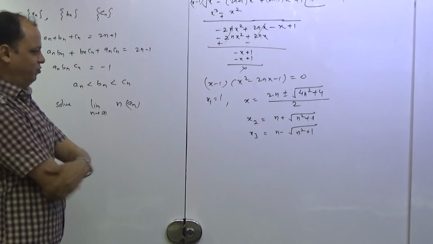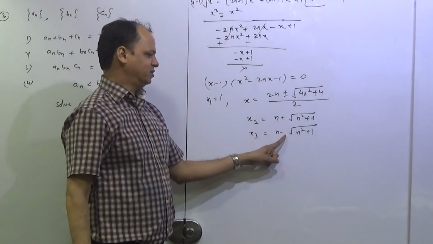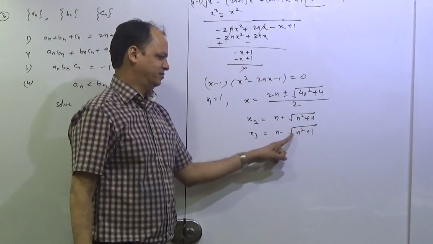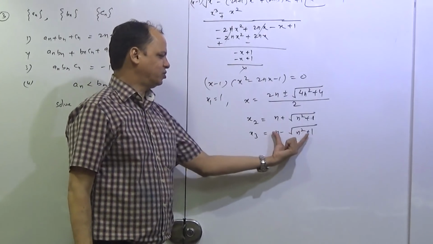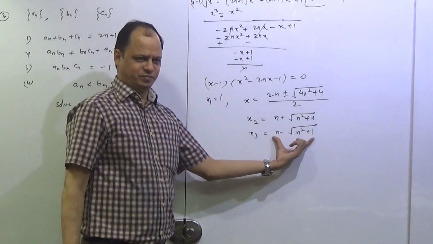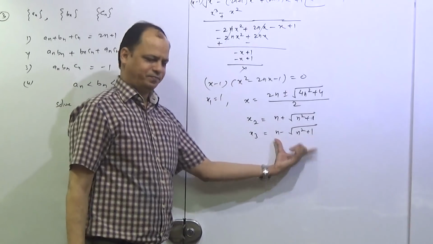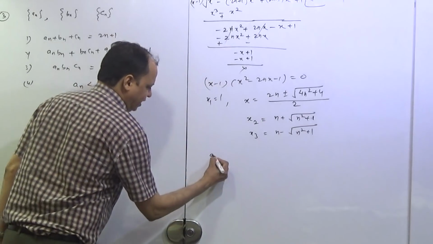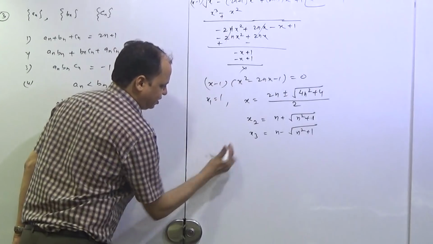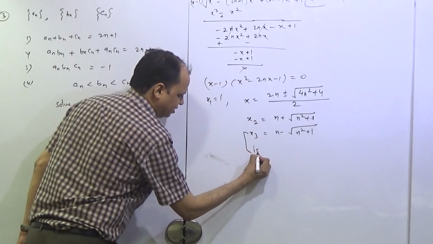One more thing, if you calculate it, this is always less than n. I mean, this is always negative. This can't be positive for any value of n. So this is the smallest one anyways. So your an is actually x3. x3 is an.